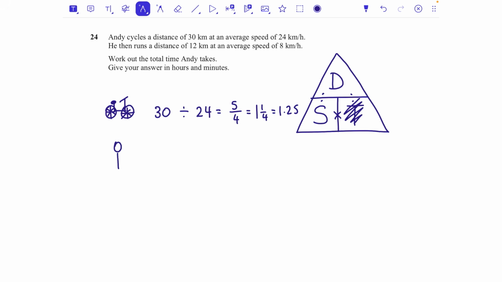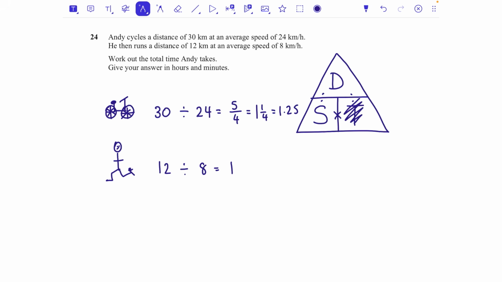Then he's going to run. Oh dear. Oh no, I've broken his leg. Anyway, you get the idea. Maybe that way. Yeah, that way. There we go. He's running. And then we're going to do 12 kilometres, an average speed of 8. So 12 divided by 8 is going to be 1.5.